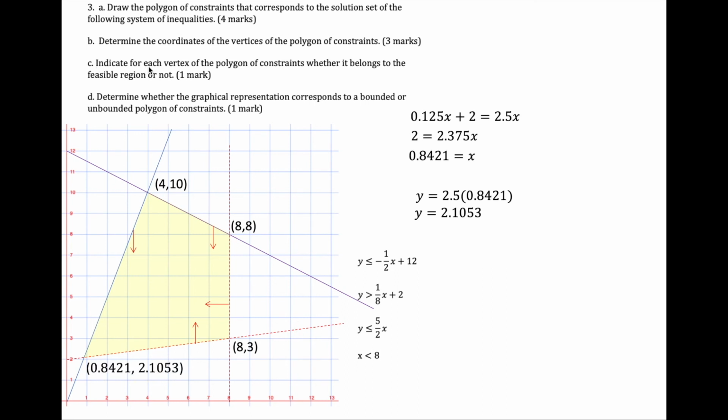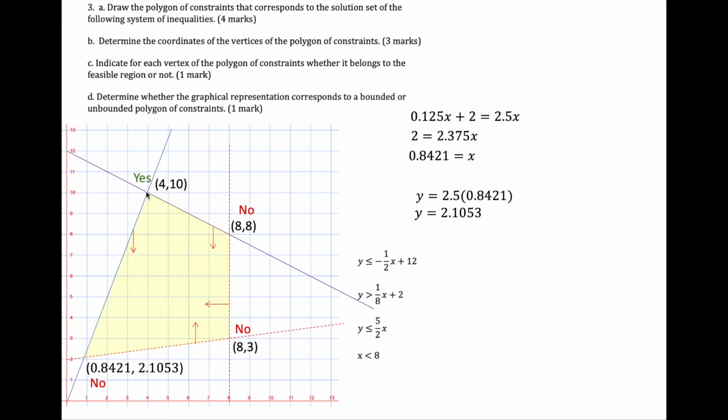Then indicate for each vertex of the polygon of constraints whether it belongs to the feasible region or not. I'm going to start with this one. It's on two solid lines, so it's part of the feasible region. This one, no, it's on a dotted line right here. It's on a solid and dotted because it's on a dotted, nope. This one, it's on dotted and dotted, so double no. This one, that's dotted as well, so no. All of the vertices of the polygon of constraints, except for the 4, 10, are not part of the feasible region.